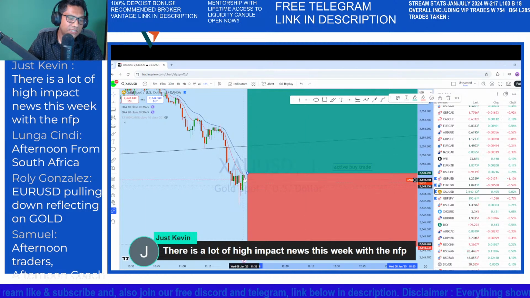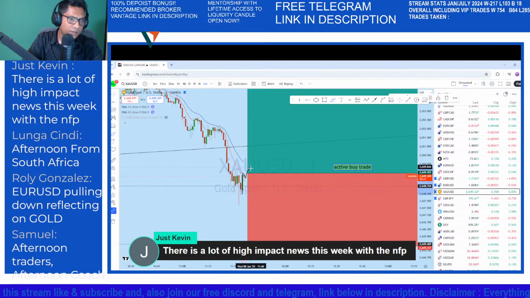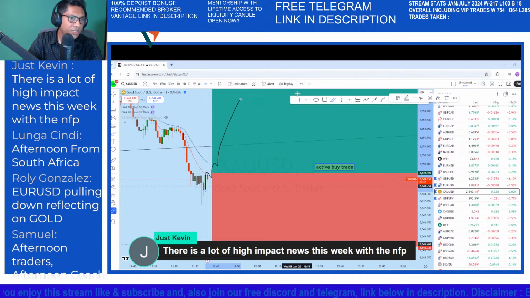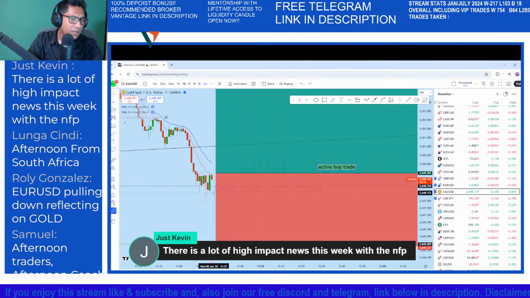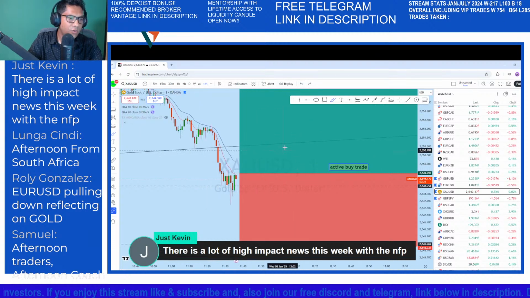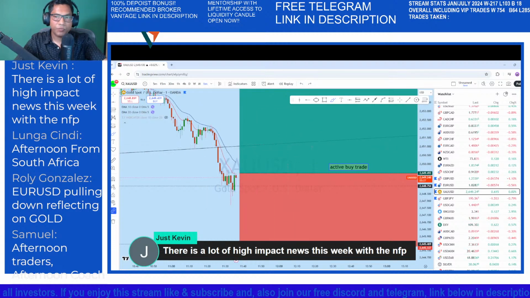So here we see that there is a rejection here. Okay, so with that rejection, if it is forming an inverted head and shoulders, then we might see that bounce. Let's see if it is forming that inverted head and shoulders.